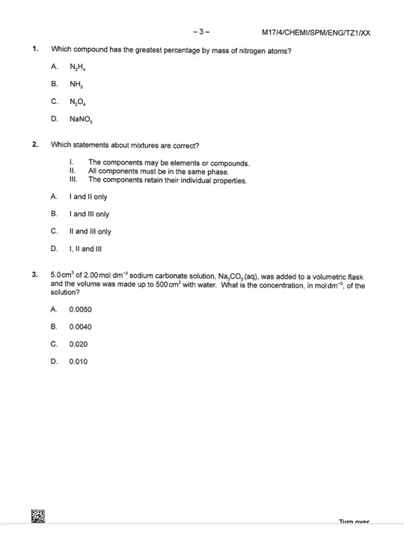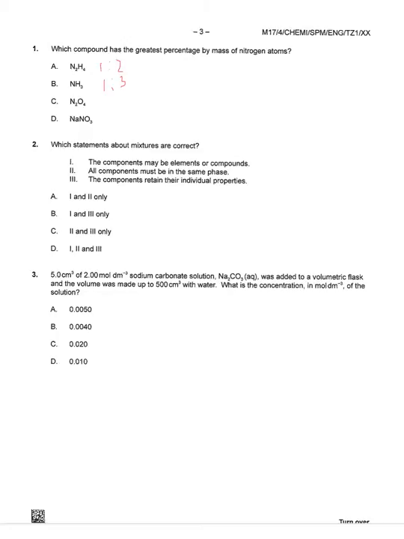Question 1 asks, which compound has the greatest percentage by mass of nitrogen atoms? I think it's a little misleading that they use the word atoms here when what they're talking about is mass. So you could look at how many atoms you have, and you see that in the first one you have 1 to 2 nitrogen to hydrogen, and the second one you have 1 to 3 nitrogen to hydrogen.